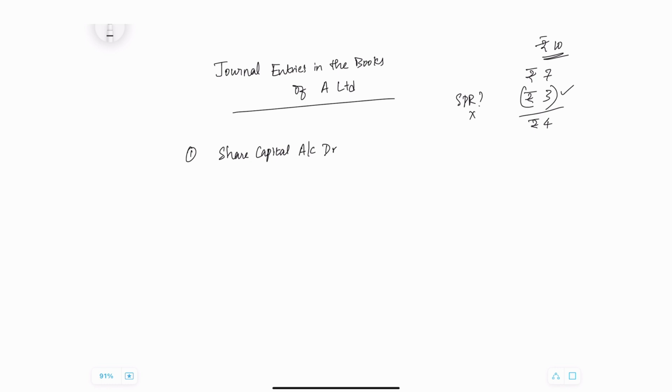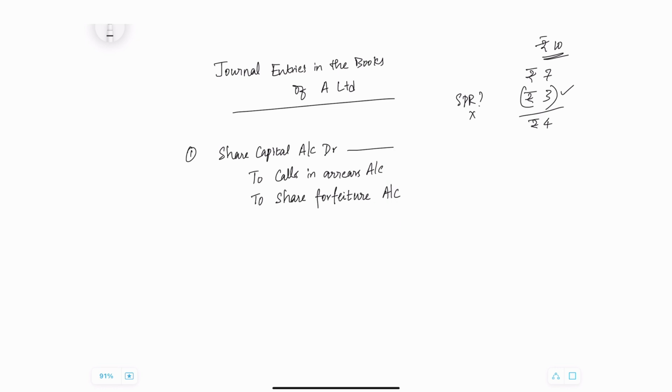We can directly proceed to the next line of the journal entry, which is the credit line, which will be To Calls in Arrears. I'm reversing the calls in arrears that was originally debited by the company. This is the second journal entry. And the third line will be To Shares Forfeiture Account. Okay, now let me tell you how to fill the numbers.